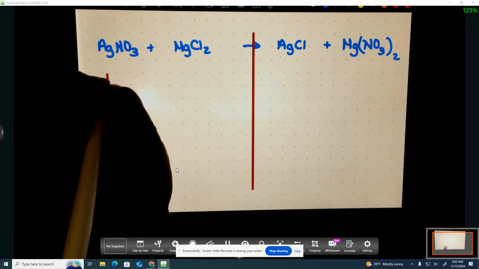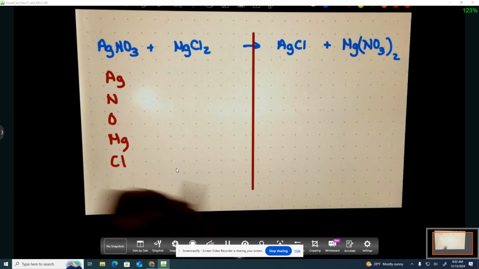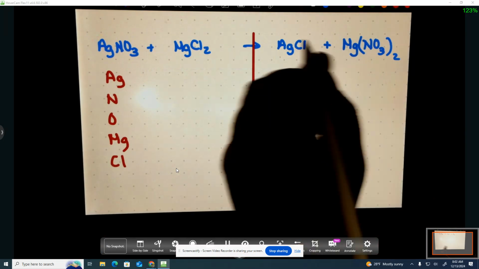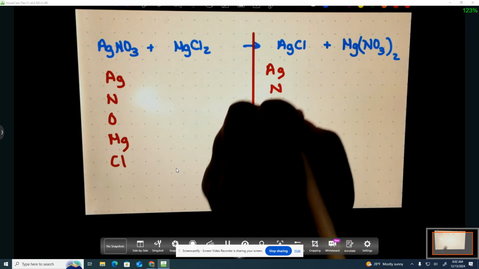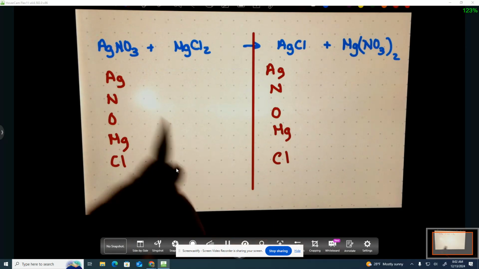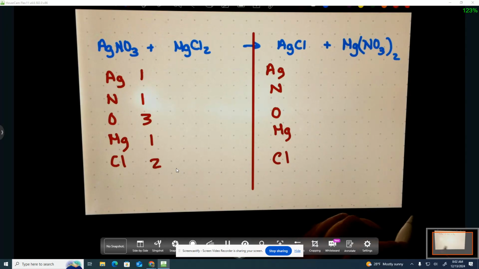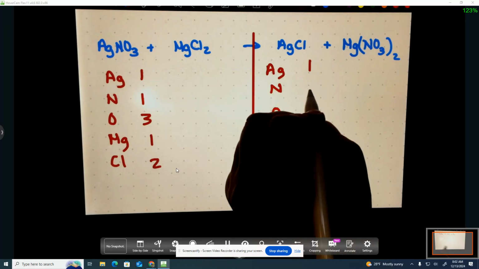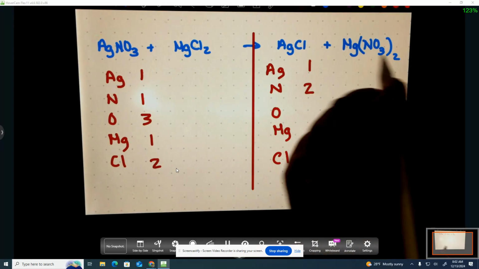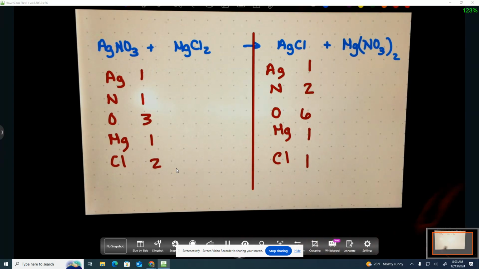Okay. We have a silver, we have a nitrogen, we have an oxygen, we have a magnesium, and we have a chlorine. Okay? This side we have exactly the same: silver, nitrogen, oxygen, magnesium, and chlorine. I just copied this list onto this side. 1, 1, 3, 1, 2. 1, 2, 6, 1, 1. Okay, did everybody agree that they don't match?